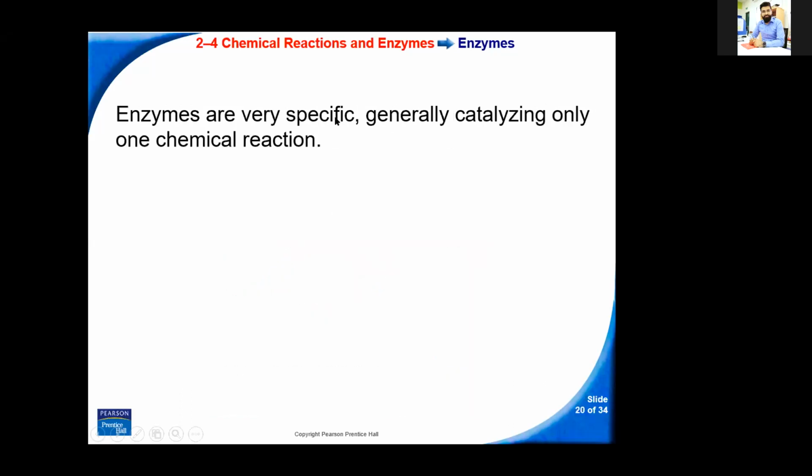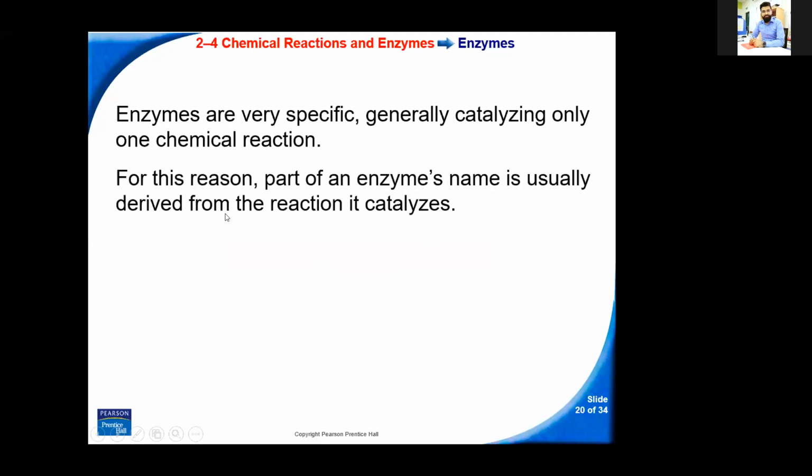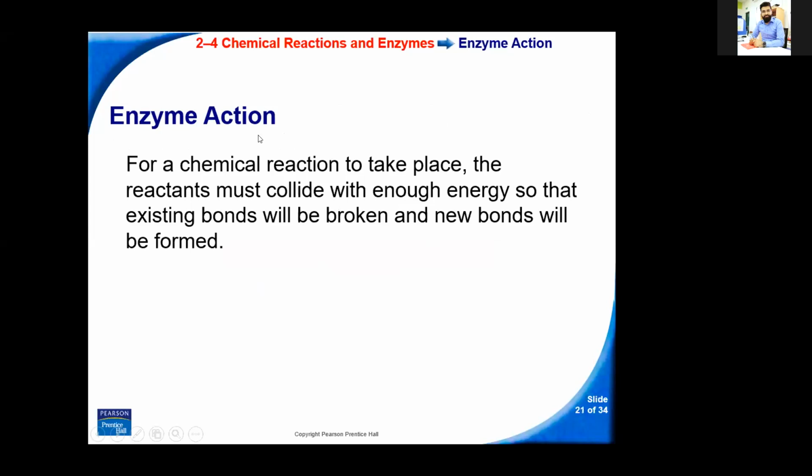Enzymes are very specific. We explained this. And for this reason, part of an enzyme's name is usually derived from the reaction or the reactant it catalyzes. Enzyme action. For a chemical reaction to take place, the reactants must collide. Look at this. Any chemical reaction, the reactants should collide together, right? Touch each other to do the reaction.